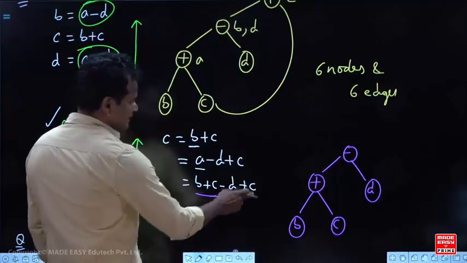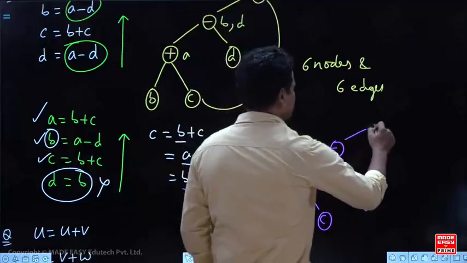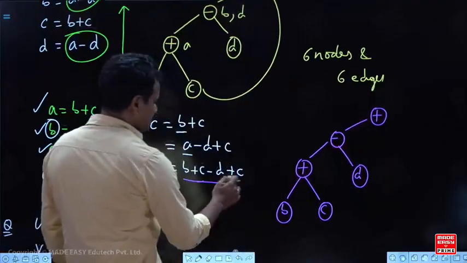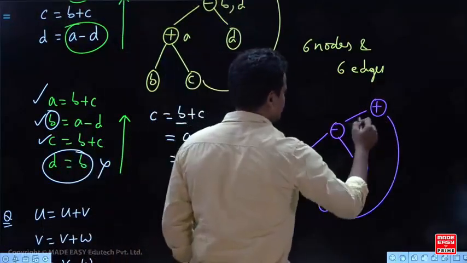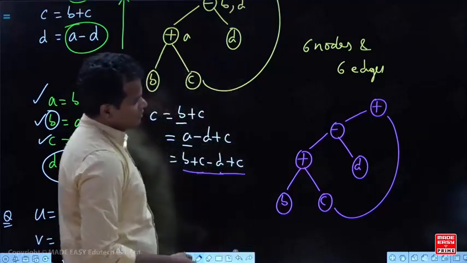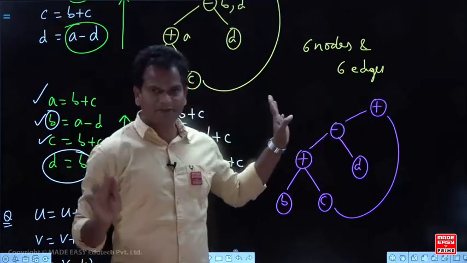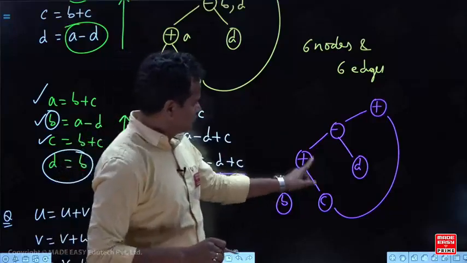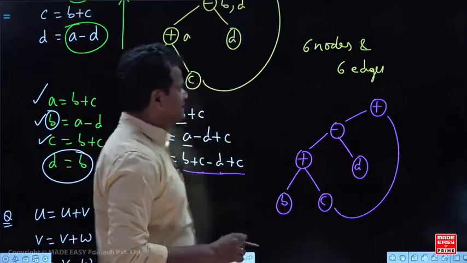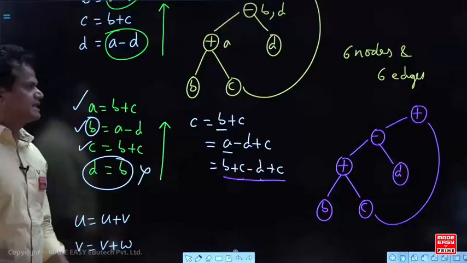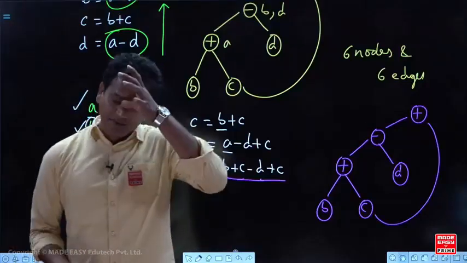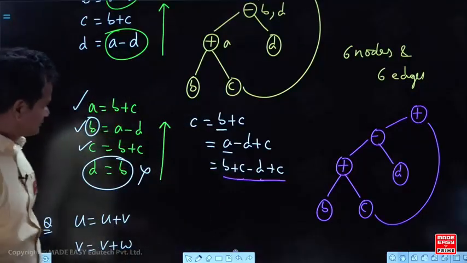Plus. So take the plus operator and C. Already we have a C. Then go for this one. So this is done. How many nodes and edges? 1, 2, 3, 4, 5, 6. 6 nodes. Edges 1, 2, 3, 4, 5, 6. 6 nodes and 6 edges. So in this case we got the same. Okay. Next.